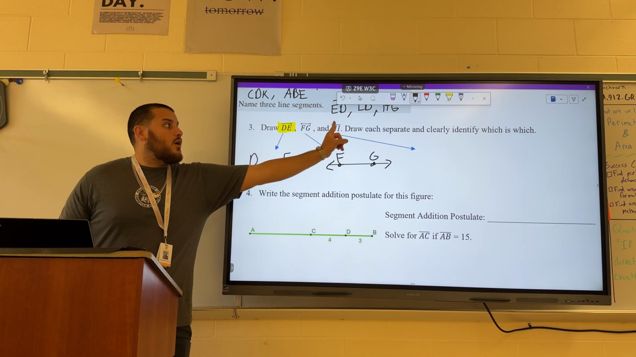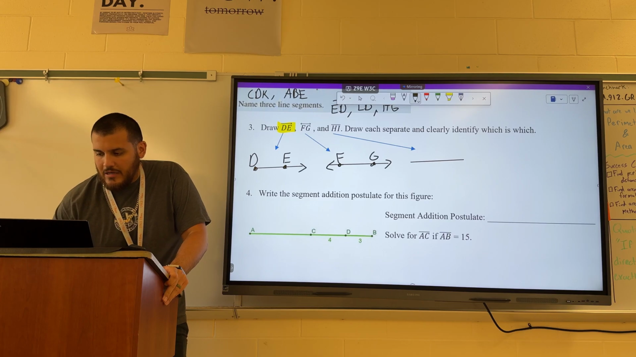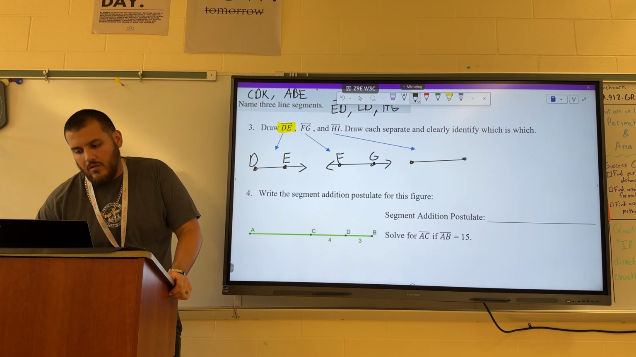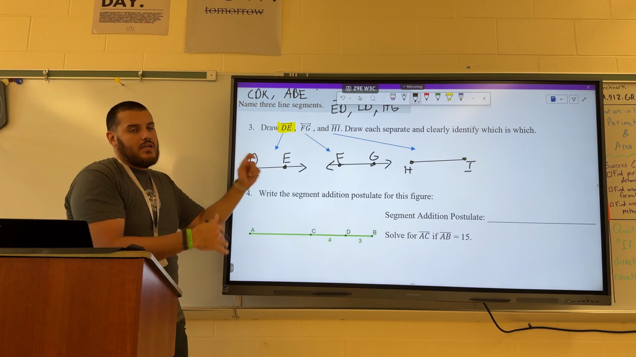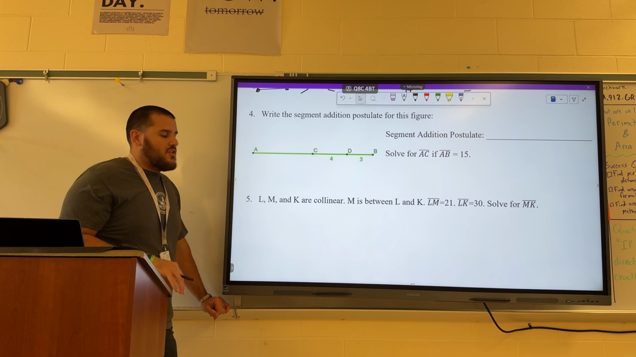Our last thing has no arrows above it. That is the symbol for a segment. So we need no arrows, but endpoints instead, right? And then our name for that would be our endpoint. So H and I would go on either end, and it doesn't matter which end they go on, as long as they're on the outside. That'd be segment HI. Question 4 asks us to write the segment addition postulate for this figure.